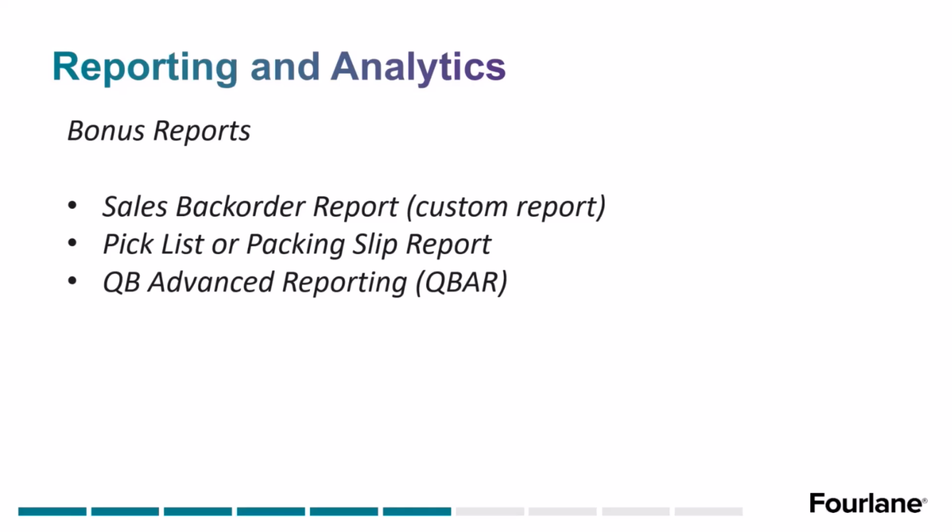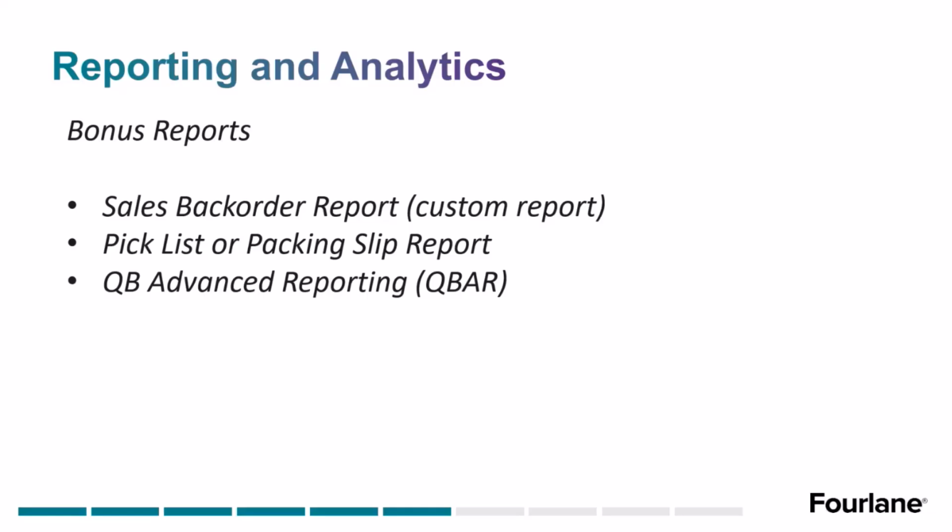The other is pick list or packing slip report. So you're putting pick slips for your team to begin picking assigned orders maybe. So it's going to guide your warehouse on which items you're going to need to be picking or packing. It's going to reduce errors by ensuring that item level accuracy.